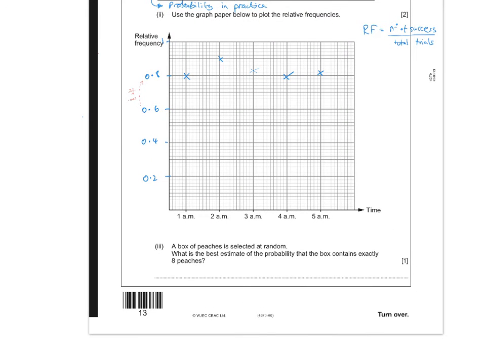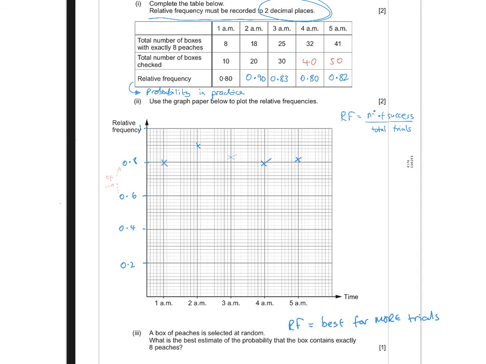It says, a box of peaches is selected at random. What is the best estimate of the probability that the box contains exactly 8 peaches? You need to know this definition about relative frequency: relative frequency is best for more counts, or more trials. So the best probability is the one where I've done the most trials. I've checked 50 boxes here, I've only checked 10 here, and although they're pretty similar, this one's the best one because I've done the most.